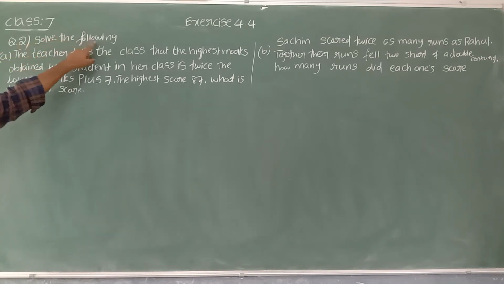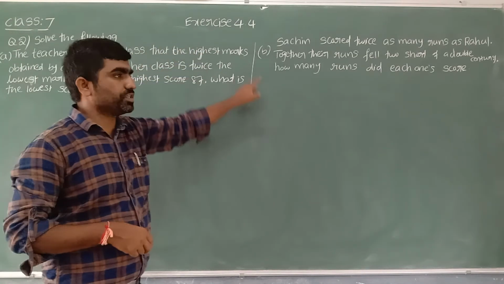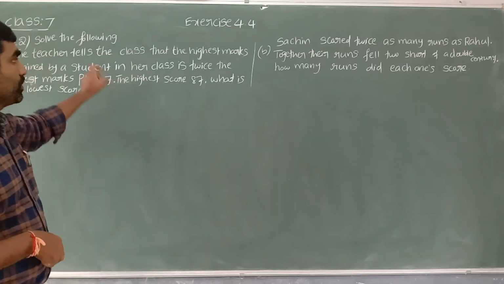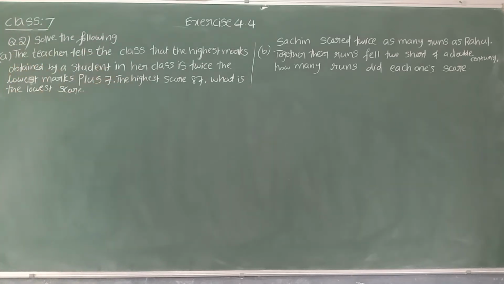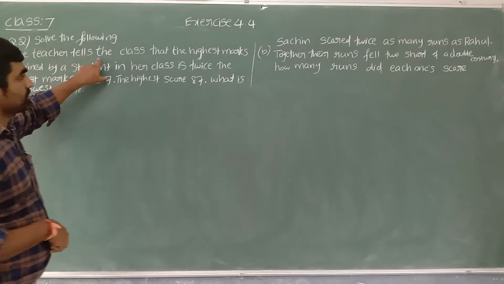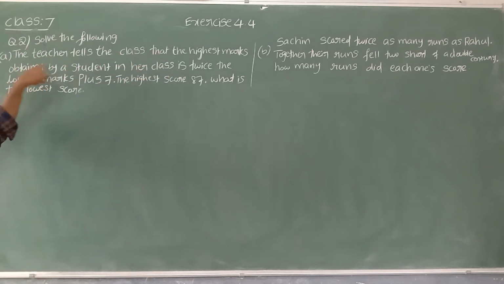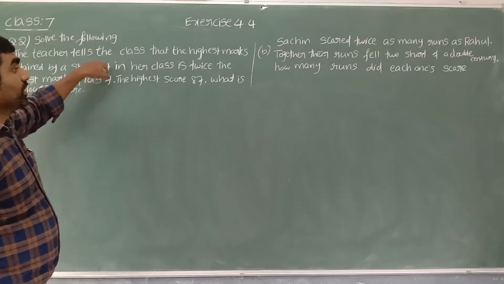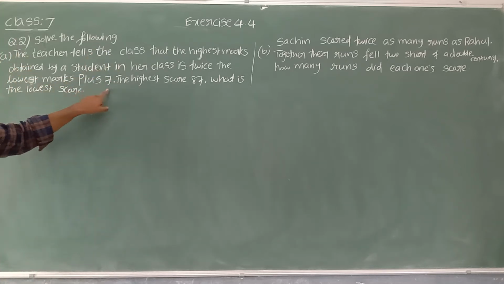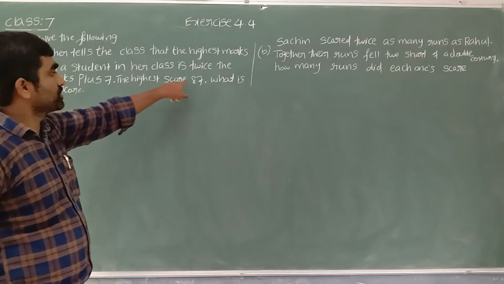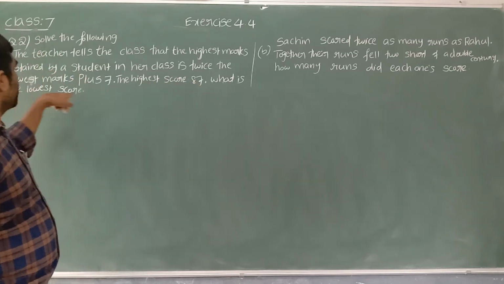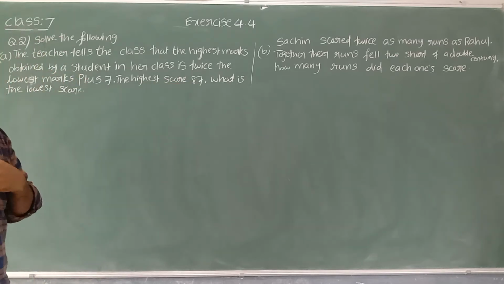Here the case is as follows. Same as the previous one, they gave one situation, a statement. We have to read the statement and form a simple equation. Then we need to solve. Here the teacher tells the class the highest marks obtained by a student in a class is twice the lowest marks plus 7. If the highest mark score is 87, what is the lowest mark? What is the lowest score?